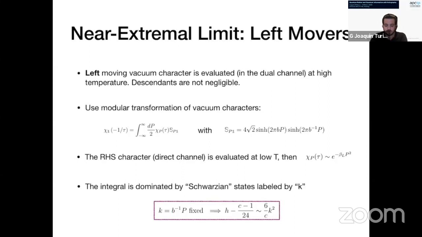And if you remember, B goes to 0. So in terms of the left moving dimension H, we are looking at states that are very close to C/24, that have dimension C/24 plus something that is of order 1/C. So these are very near extremal states.